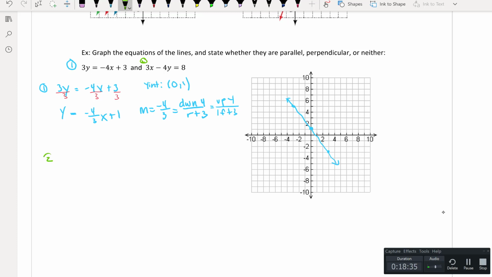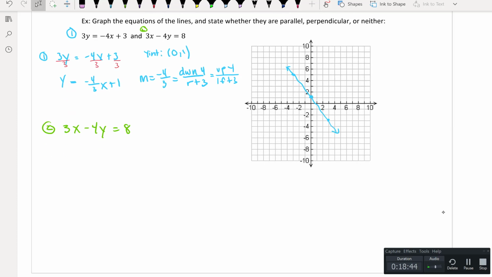Now I'm going to look at my second equation. That's 3x minus 4y is equal to positive 8. So in order to graph this, I really want to get the y by itself. So I'm going to subtract 3x from both sides. That will give me negative 4y is equal to negative 3x plus 8. From there, I'm going to divide everything by negative 4. So I'm going to get that y is equal to, negative divided by negative is a positive, so now I have 3/4 x. A positive 8 divided by negative 4 would give me negative 2.